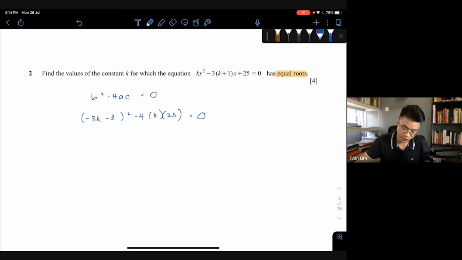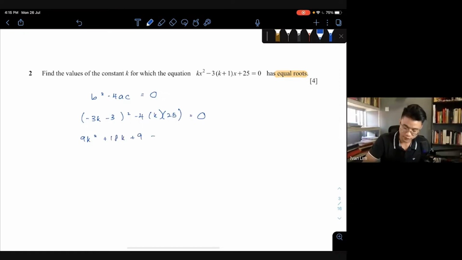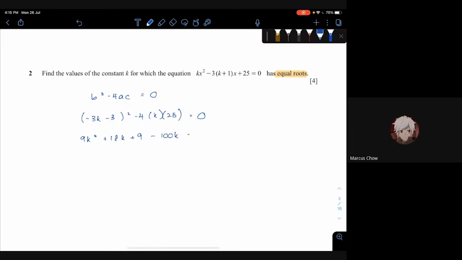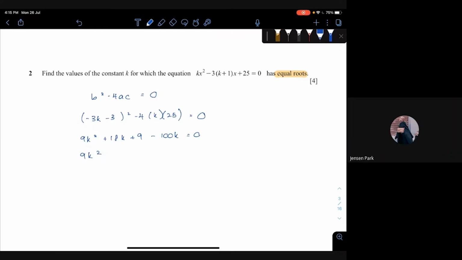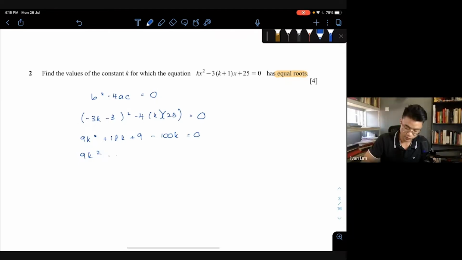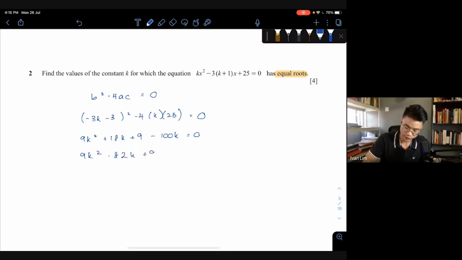Okay, what do you get for this? So we'll get 9k squared plus 9k, 18k squared plus 9, 9 minus 100k. Okay, so you get 9k squared minus 81k minus 82, sorry, plus 9 equals to 0.